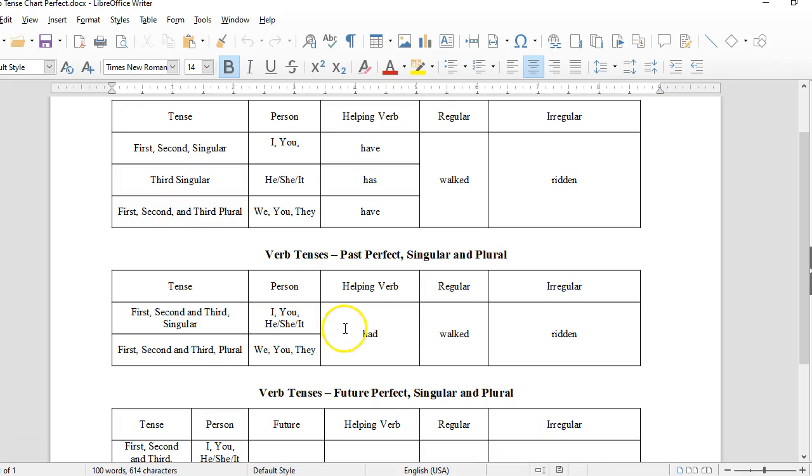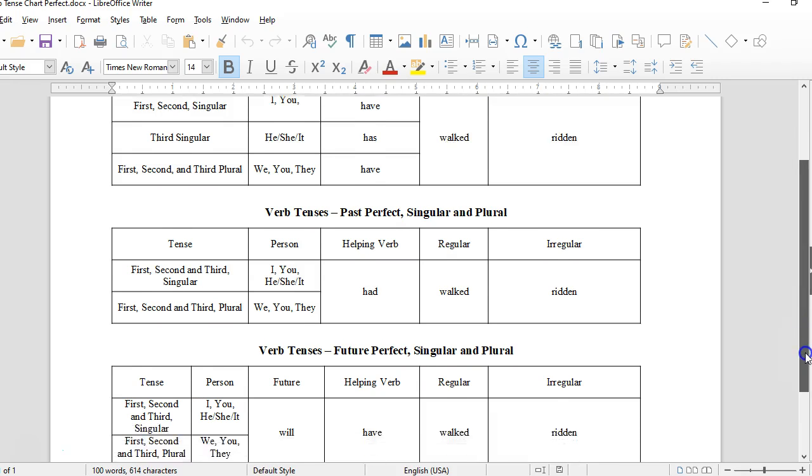But the good news is that the helping verb is always "had" for all of the persons: first, second, and third singular, first, second, and third plural. And again, I use the same regular and irregular verb participles here.